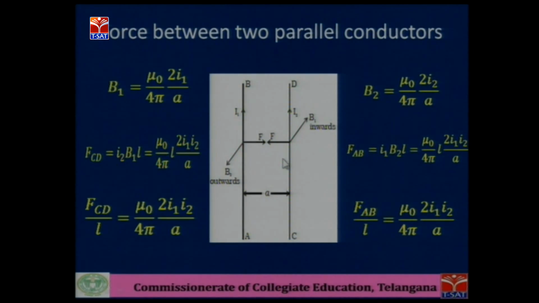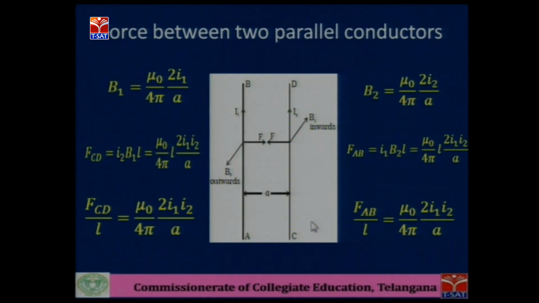And this current is creating a magnetic field at this place. That magnetic field we call B2. Again, according to a similar calculation, B2 is equal to mu naught by 4 pi into 2 I2 by A. In this B2, a wire is carrying a current I1. So the force acting on the first conductor is I1 B2 L. With similar treatment, we get F_AB by L, the force per unit length, as this. According to Fleming's left hand rule, the direction of the force is this.